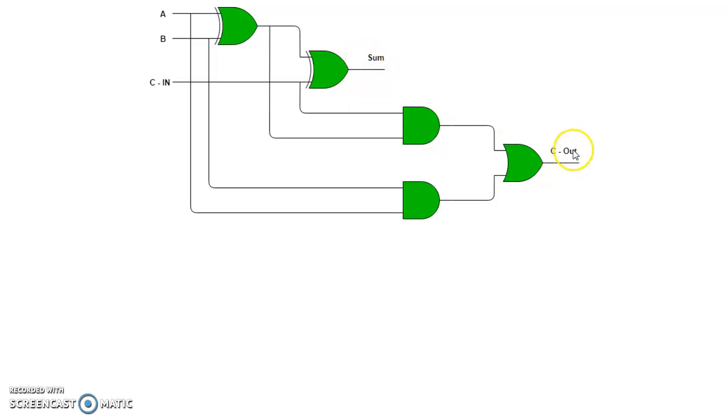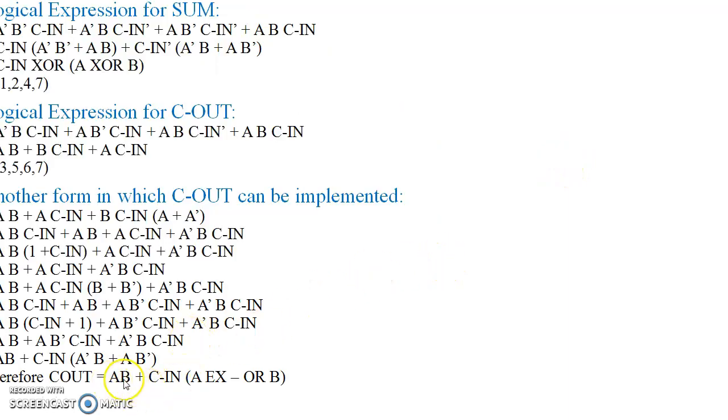Then we come to carry out. The logical expression for carry out is AB plus Cin times (A XOR B). One XOR gate is needed, one AND gate is needed for multiplication and one OR gate is needed for addition. So three gates are needed for implementing the full adder circuit.